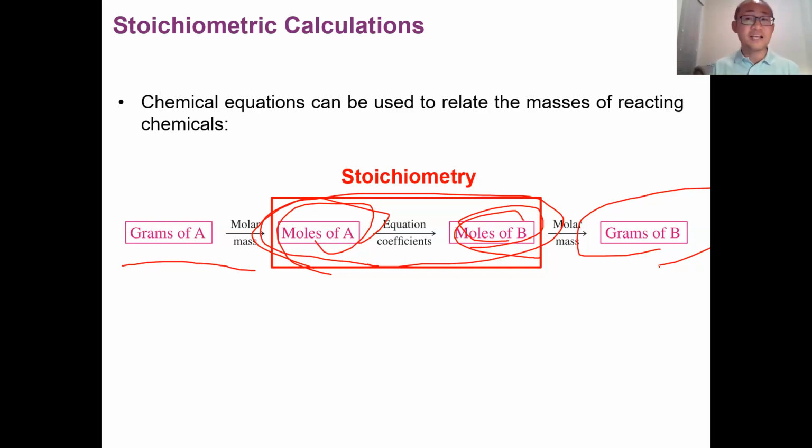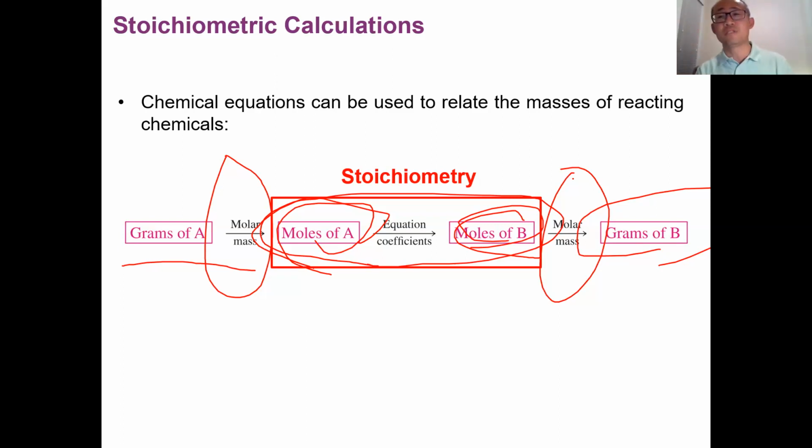This brings us to what we learned in the previous part of this chapter. What relates grams and moles? Molar mass relates grams to moles, because molar mass is grams per mole. So before and after the stoichiometry calculation, you will use the molar mass of A and the molar mass of B to convert grams to moles and moles back to grams. That is the whole sequence of chemistry calculations.